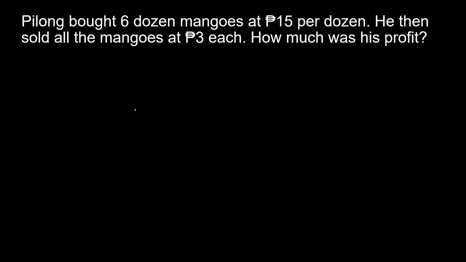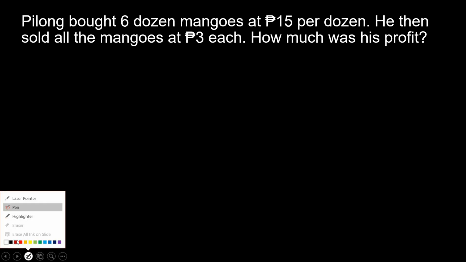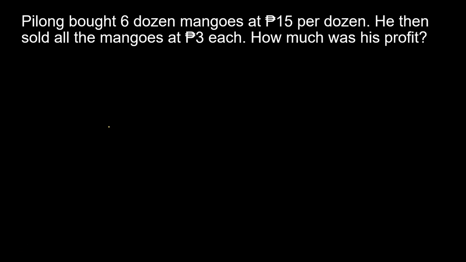Okay. Sabi dyan, Pilang bought 6 dozen mangoes at 15 pesos per dozen. So, bumili siya ng 6 na dozen. Okay? He then sold all the mangoes at 3 pesos each. How much was his profit? Okay? So, let's put the given. Let's write the given first.